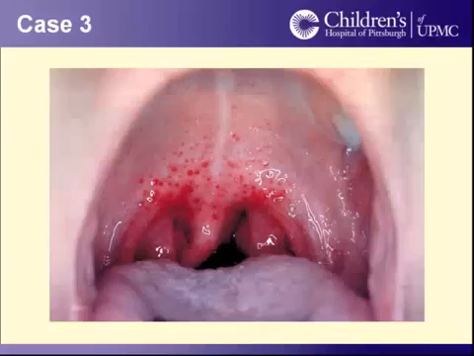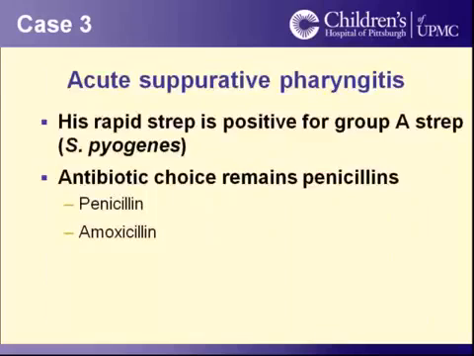And when you look in his throat, he has beautiful palatal petechiae, swollen tonsils, and uvulitis with a lot of erythema that's very consistent with group A strep disease. So a rapid strep when done in the office would be very reliable here, and it would be positive for group A strep. And when we think about antibiotic choice here, it really remains penicillin or amoxicillin.